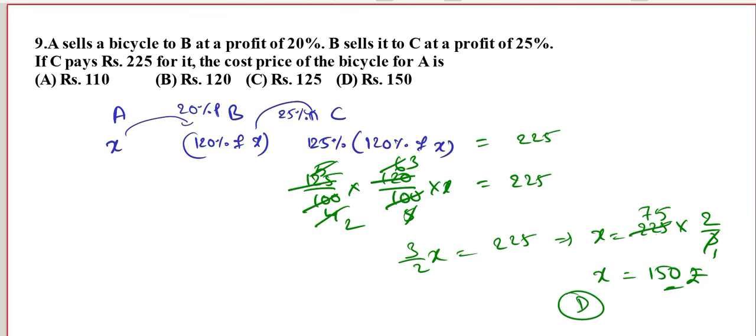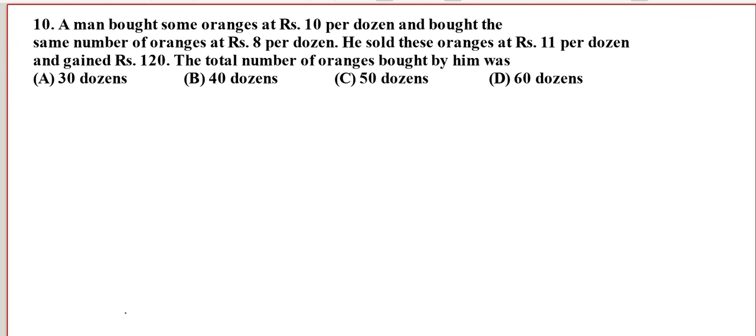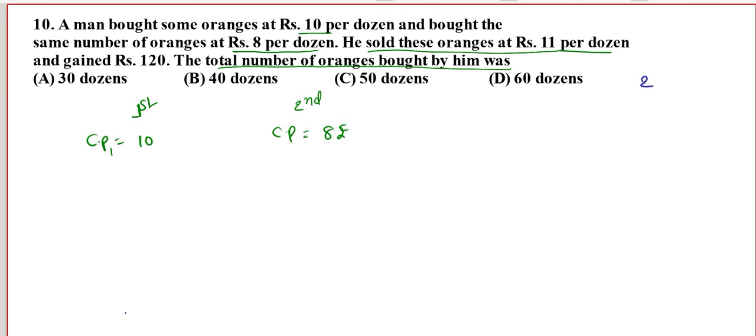Now let us see the last problem in this video. A man bought some oranges at 10 rupees per dozen and bought the same number of oranges at 8 rupees per dozen. He sold these oranges at 11 rupees per dozen and gained 120 rupees. We are asked to find the total number of dozens purchased. We have two types of oranges. The first type's cost price is 10 rupees. The second type, 1 dozen costs 8 rupees. Suppose he purchased only 2 dozens.